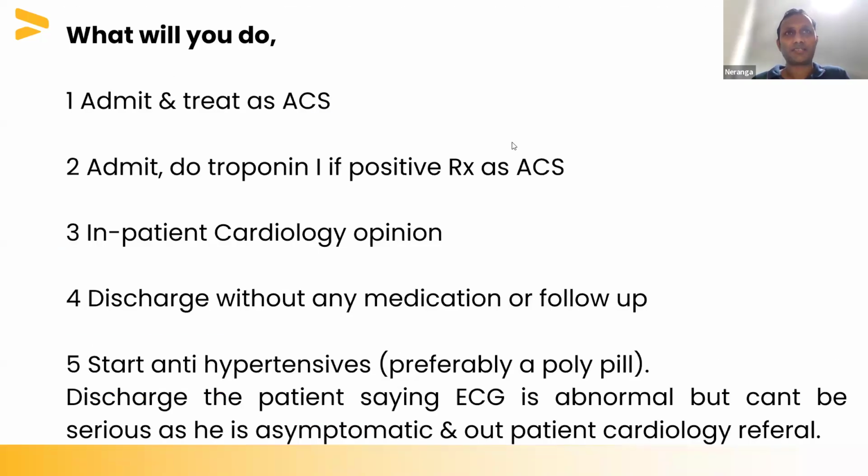Option 1: admit and treat as ACS. Option 2: admit, do troponin, if positive treat as ACS, inpatient cardiology opinion. Option 3: discharge without any medication or follow-up. Option 4: start antihypertensive, preferably a polypill, and discharge the patient, with outpatient cardiology arranged. Option 5: discharge since something is abnormal but can't be serious because he's asymptomatic, and outpatient cardiology is arranged. What do you see in the ECG from these? Yes, correctly said, it's LBB. Out of these 5 options, what is the best option you think?